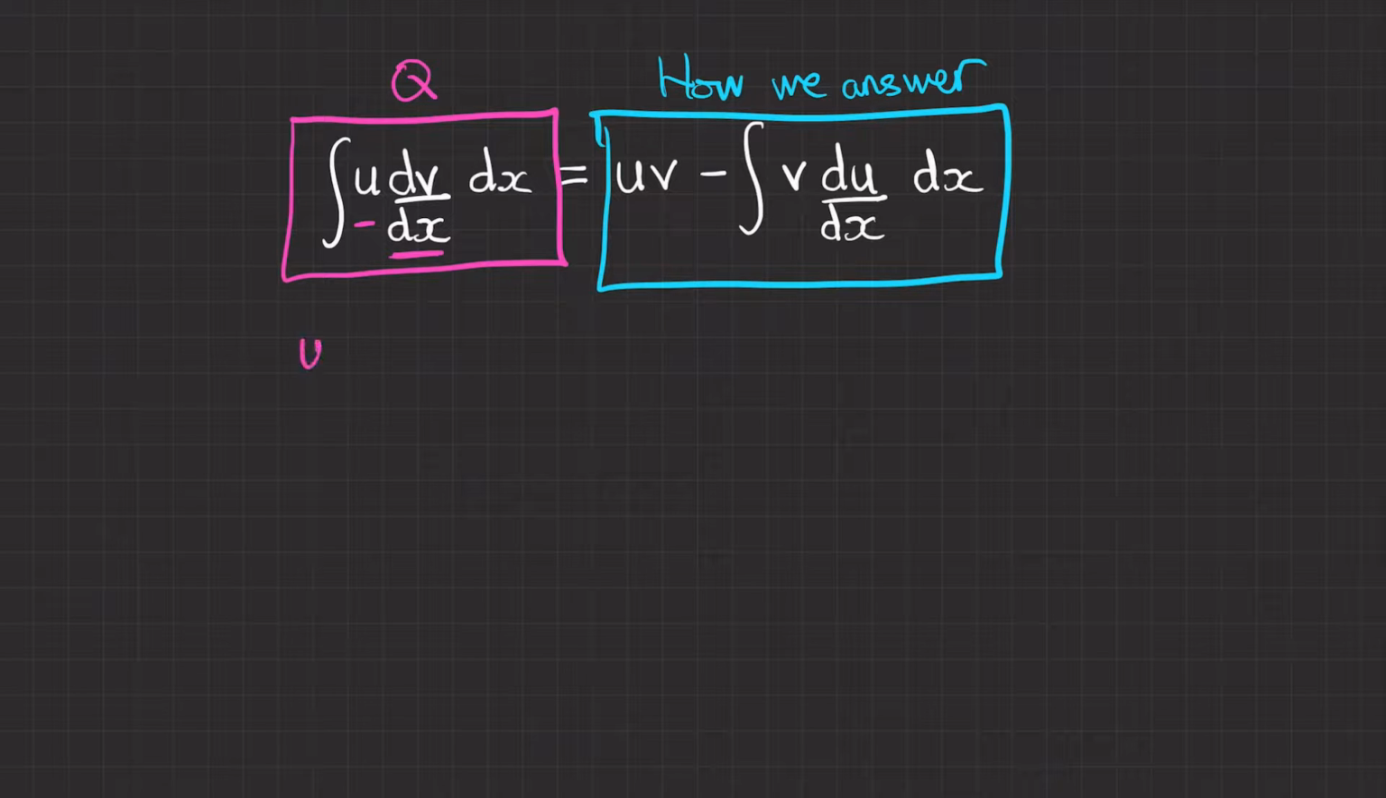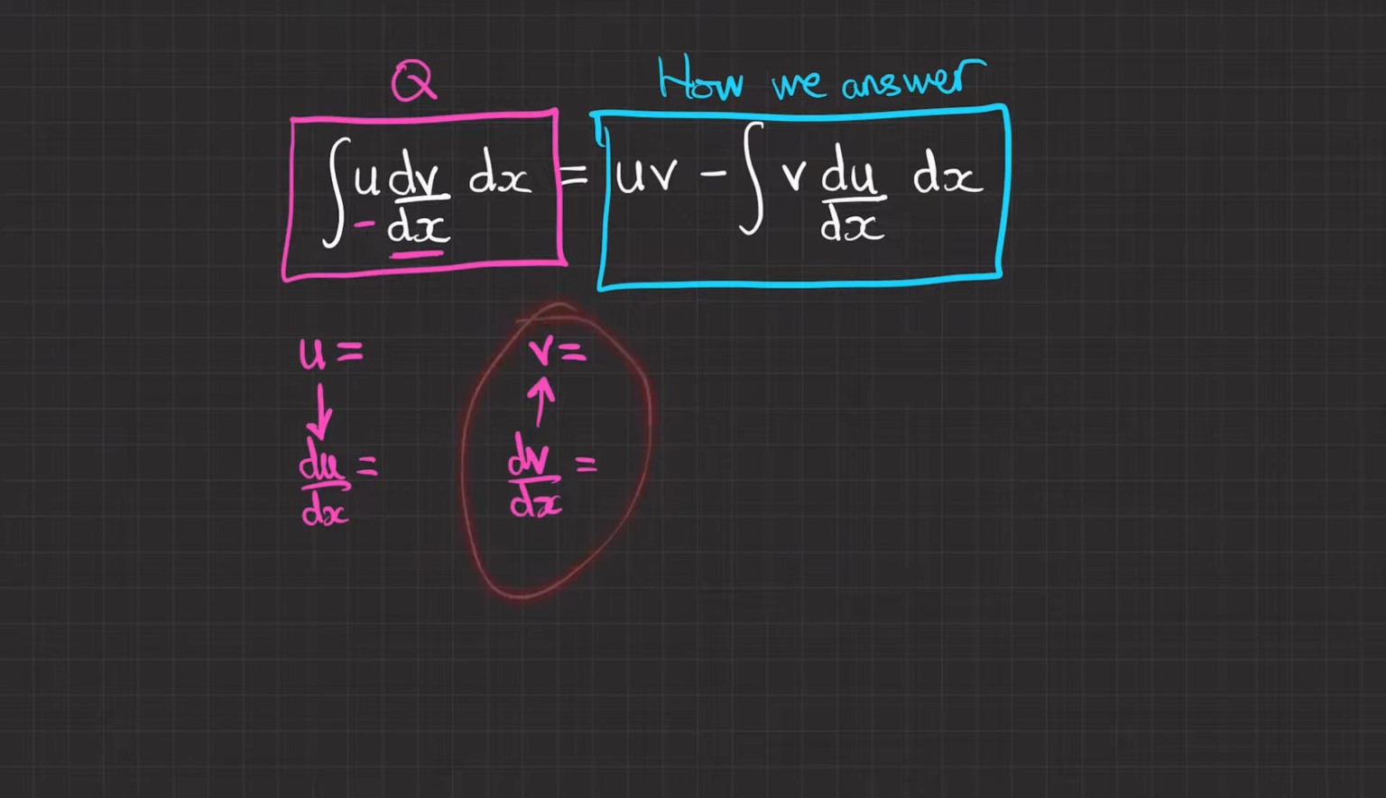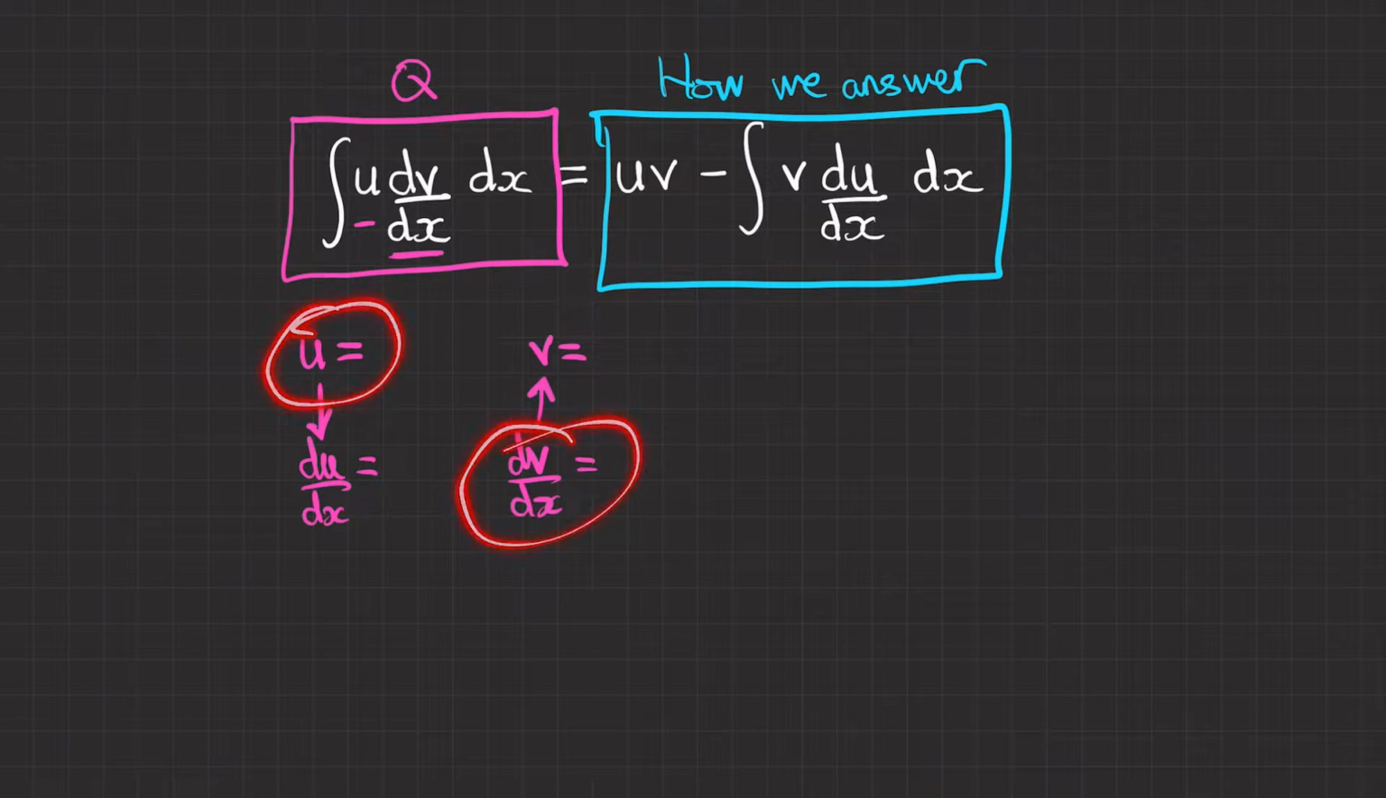So we'll have a u value that we'll need to differentiate in order to get du by dx, and we'll have a dv by dx value that we'll need to integrate to get a v value. So we'll differentiate u to get a du by dx value, and we'll integrate dv by dx to get our v value. But which part wants to be u, and which part wants to be dv by dx?